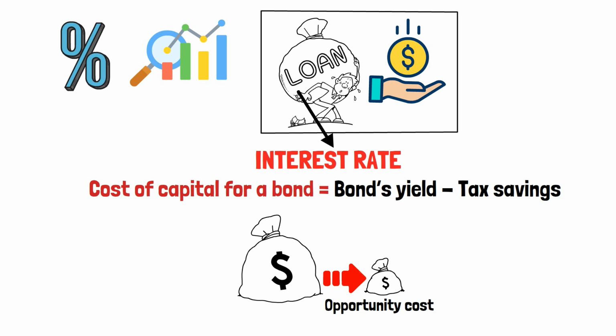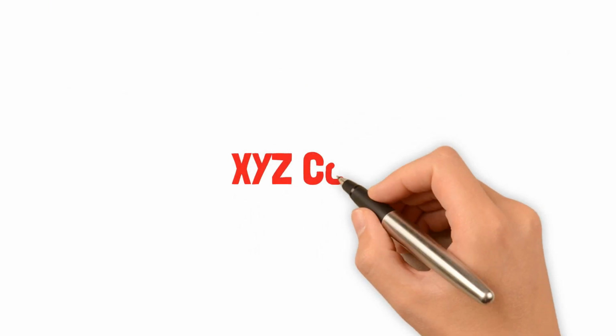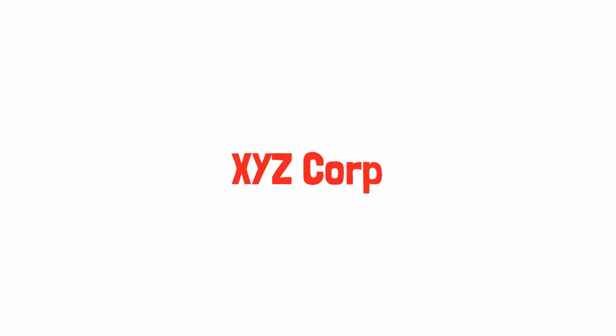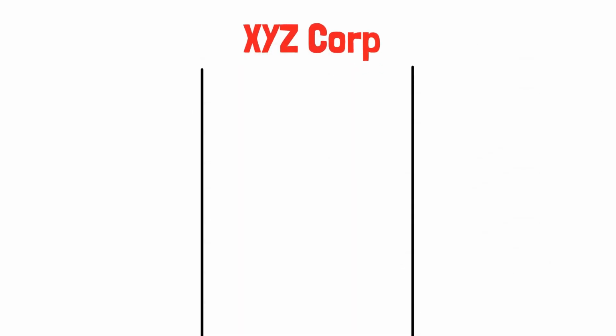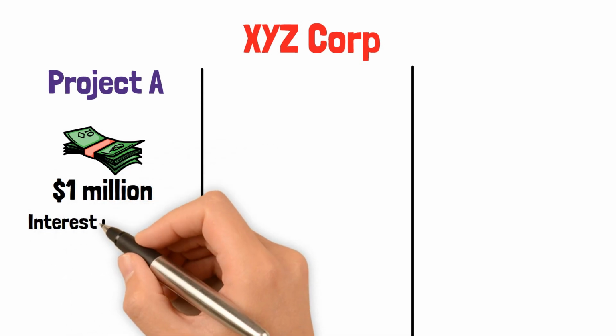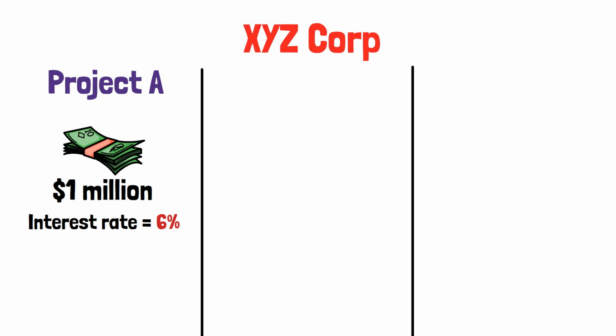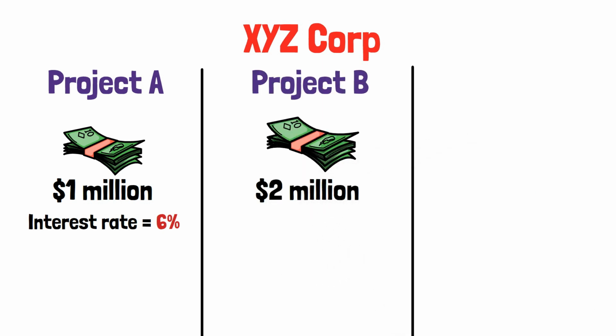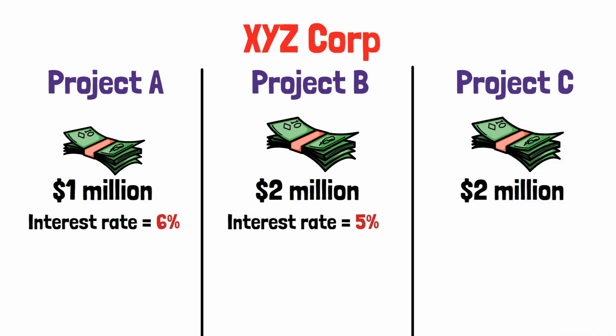For example, XYZ Corp has capital tied in 3 investments. Project A uses $1 million, financed through a loan with a fixed 6% interest rate. Project B uses $2 million, financed through a loan with a fixed 5% interest rate. Project C is financed by $2 million from the company's cash reserves. Had it not invested this money, XYZ could have earned 3% interest by investing in government bonds.